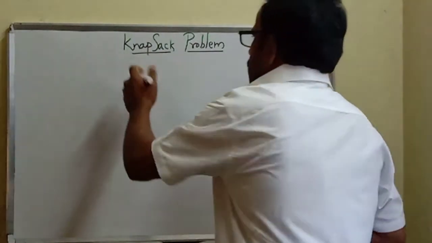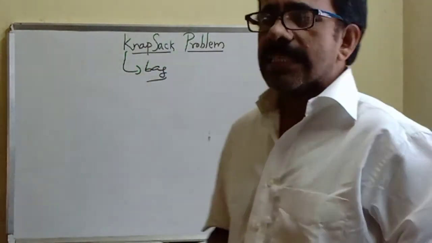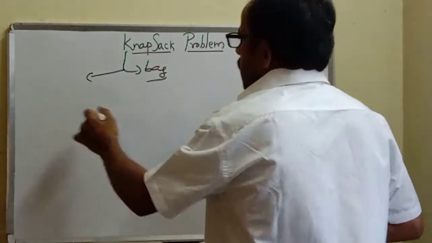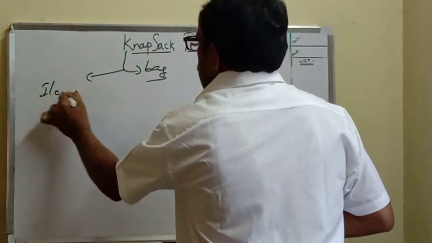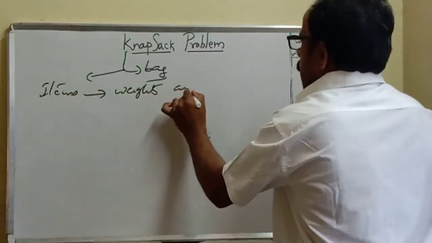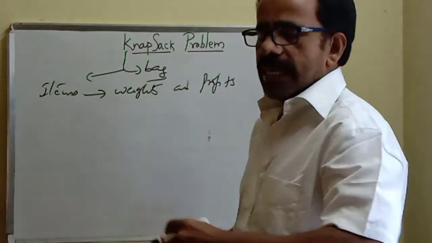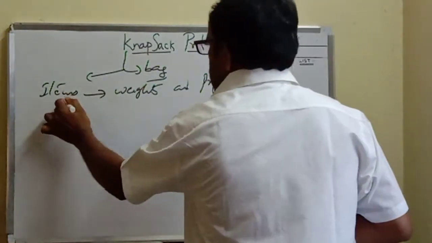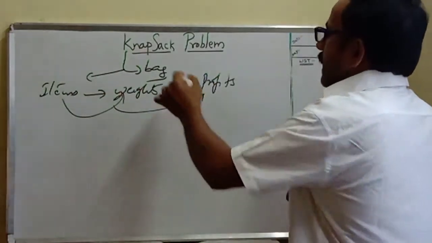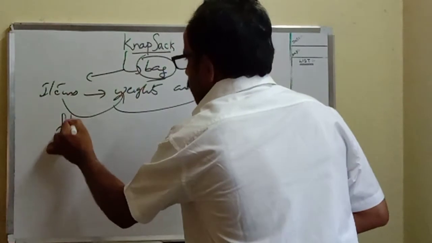First of all, knapsack is a bag. So the knapsack problem contains items with weights and profits. Here we are taking a set of items, and each item is associated with its own weight and its profit if you select that particular item. Generally we are taking a bag, so the aim is filling the bag first.